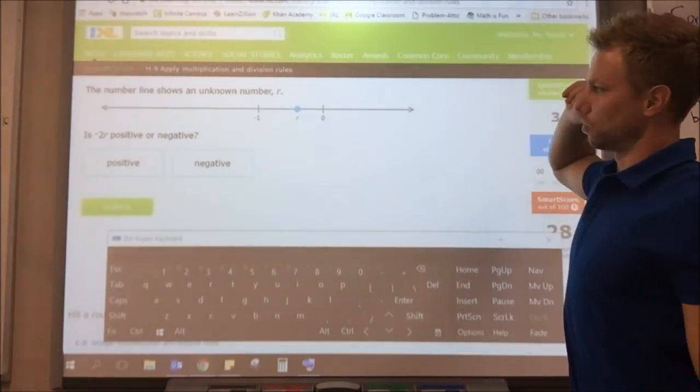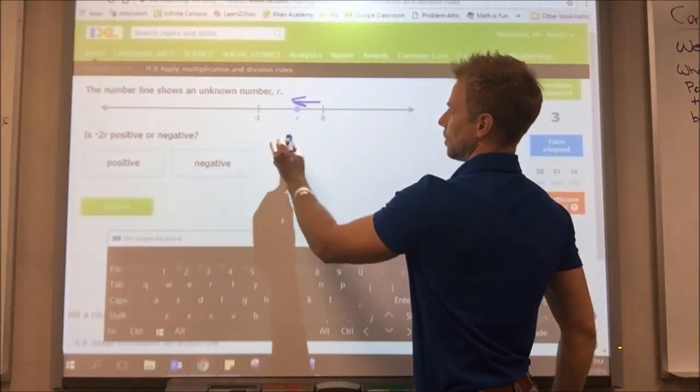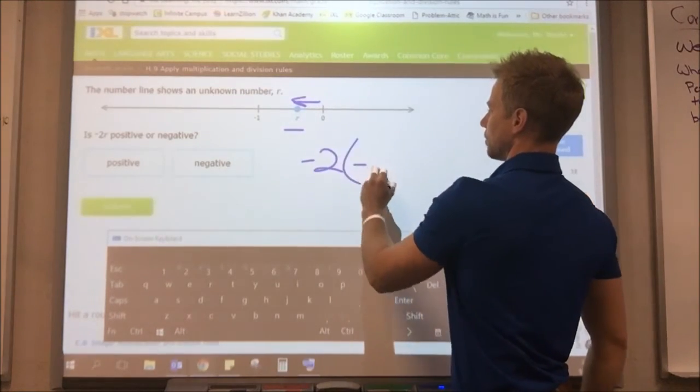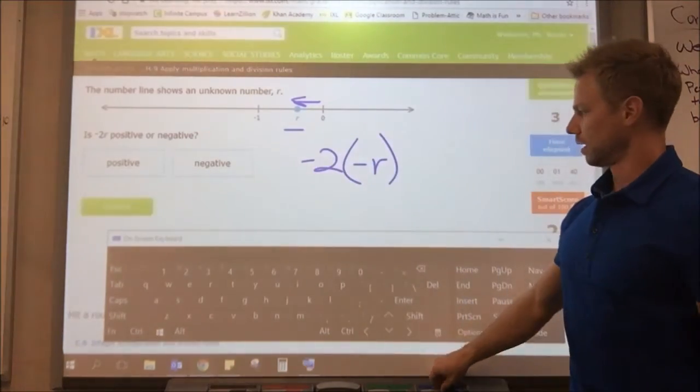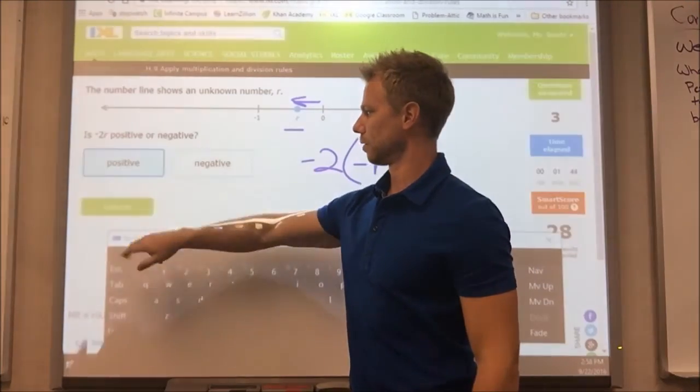Okay, let's try just one more of those. Again, R is to the left of 0, so that's going to be a negative. So I have a negative 2 times a negative R. I have an even number of negative signs, which is going to make it positive.